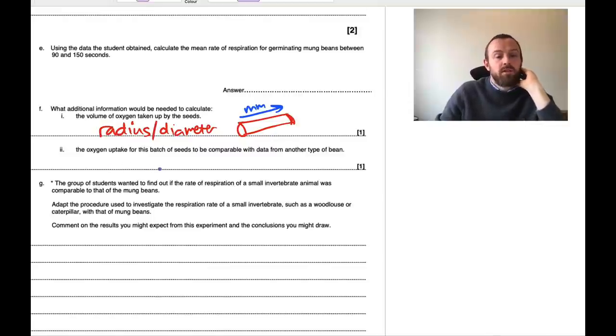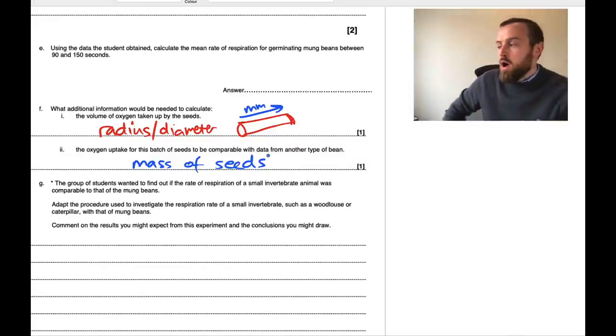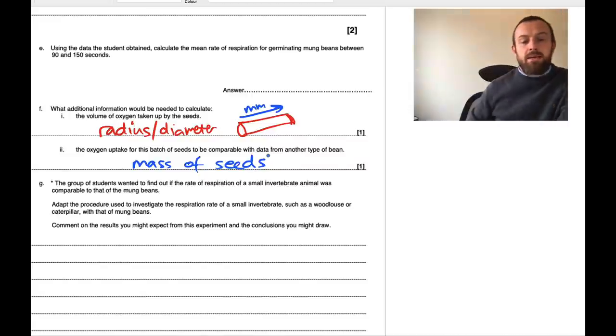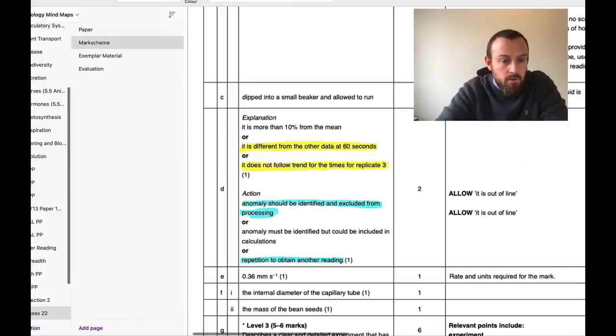The oxygen uptake for this batch of seeds needs to be compared with data from another type of bean. So what additional information would be needed to calculate this? Well, if we were doing a different bean, the beans would be a different size. So you're going to need the mass of the seeds, because then you might do the rate of oxygen uptake per gram of seed, and that would enable us to compare more easily. I'll just jump to the mark scheme for those 2 points there.